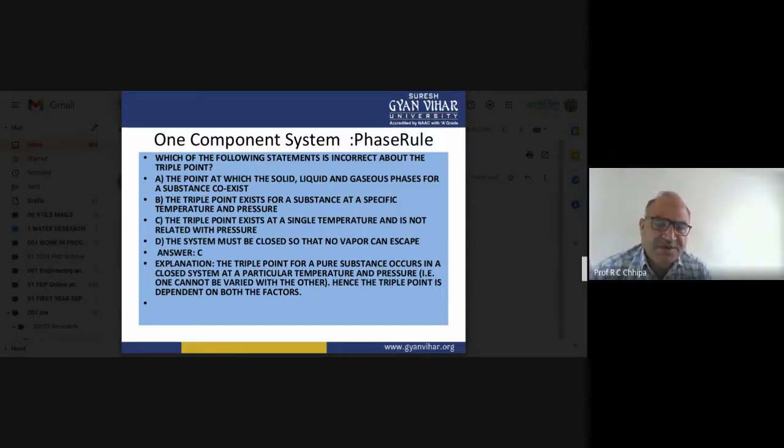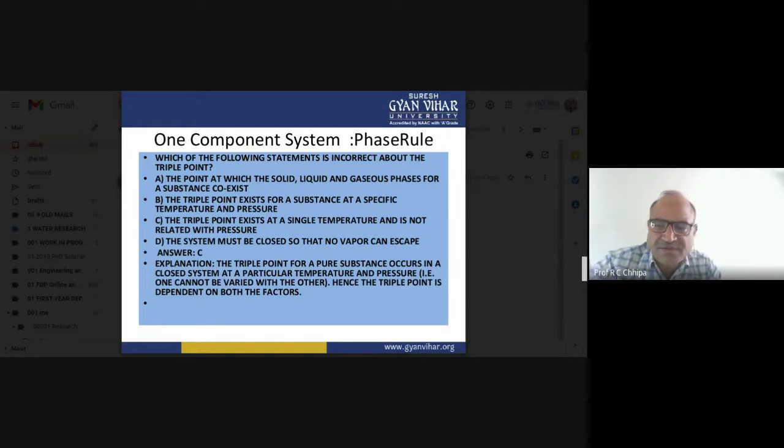The triple point for a pure substance occurs in a closed system at a particular temperature and pressure. So, for example, one cannot be varied with the available things.